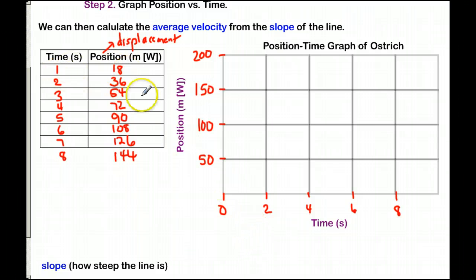Now we've got our numbers on our grid. We want to plot these values. At 1, we're at around 18. At 2, we're at about 36. At 3, we're at 54, and so on.